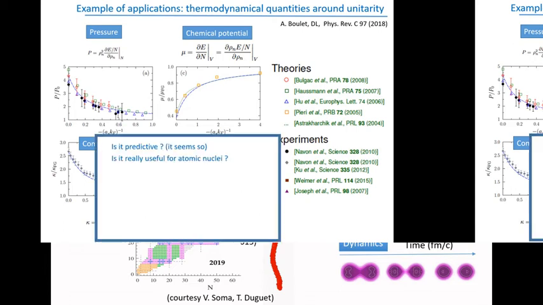So where are we with this? I started from general things in perturbative expansion, resumming diagrams. Is it predictive? It seems so, because it seems to reproduce many things. It doesn't mean that we have the right physics, but it reproduces something. Is it really useful? Well, not yet, because of the problem I mentioned before.